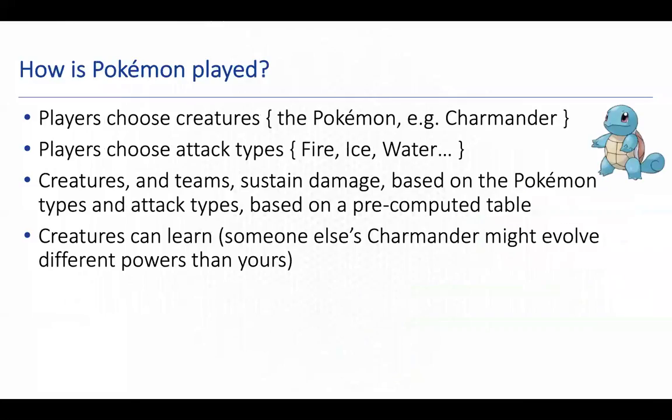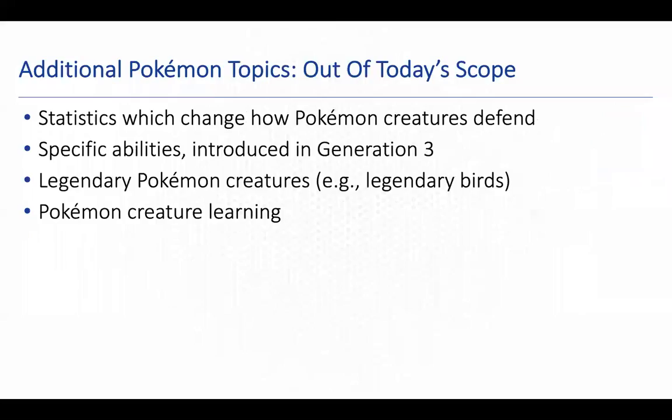Here's how Pokemon is played. Players choose creatures to form a team, and then they choose attack types, and the creatures and teams sustain damage based on the Pokemon types and attack types, based on a table that you're going to see in a few minutes. And creatures can learn, so that someone else's Charmander, one that I didn't mention when I showed it a couple slides ago, might evolve different powers than your version. The one to the right there is called Squirtle, another example.